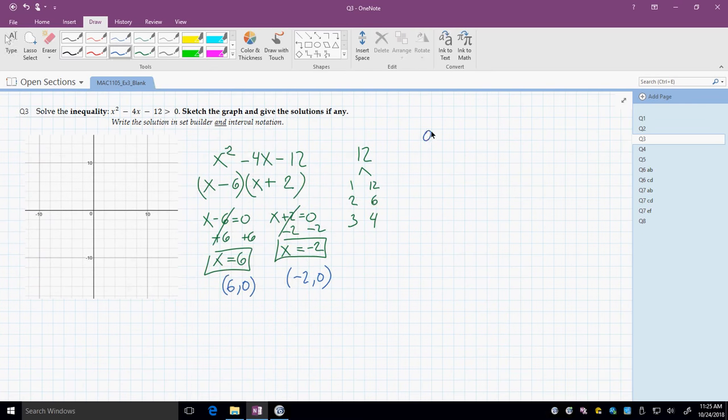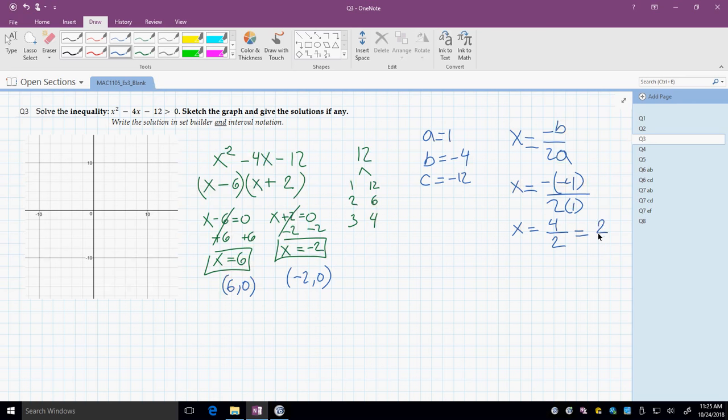Okay, for the vertex, A is 1, B is negative 4, and we have C, which is negative 12. The vertex x is going to be negative b over 2a. If we plug in the numbers, it's going to be negative, parenthesis negative 4, over 2 times 1. A negative sign times a negative gives me a positive 4. 2 times 1 is 2. If I divide that, I'm going to get 2. That's my x value for the vertex.